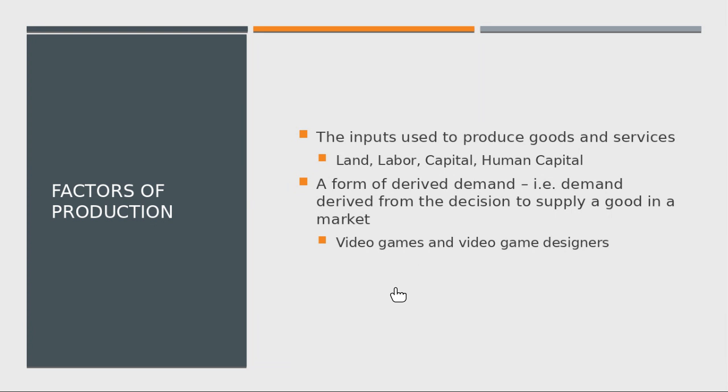So the factors of production are a form of derived demand. Basically what we mean by that is the demand for factors of production is based upon the decision to supply a good in a market. To give you an example, the options and offerings of video games, the amount of video games in the marketplace, and the amount of people wanting to buy video games give us the derived demand for video game designers. So the fact that Microsoft decides that they're going to make Xbox games and Xboxes means they have to turn around and hire video game designers and console designers and computer engineers. And so those jobs are dependent upon the decision of Microsoft to enter the game market and stay in the game market to begin with. So that's what we mean by derived demand.